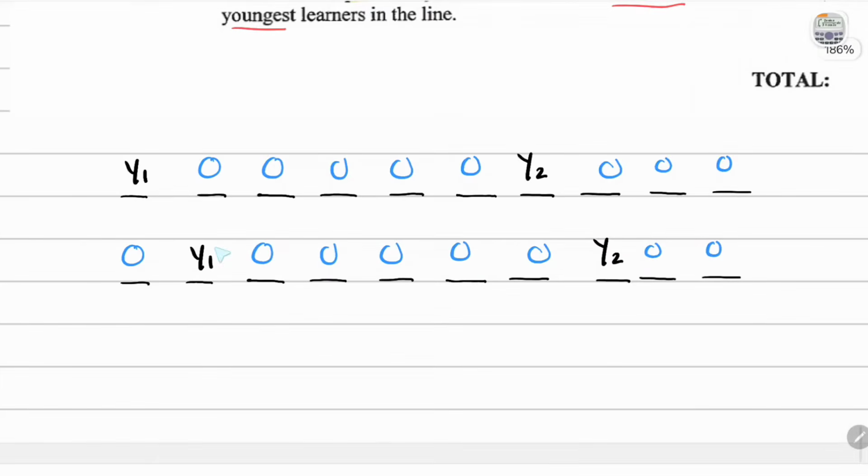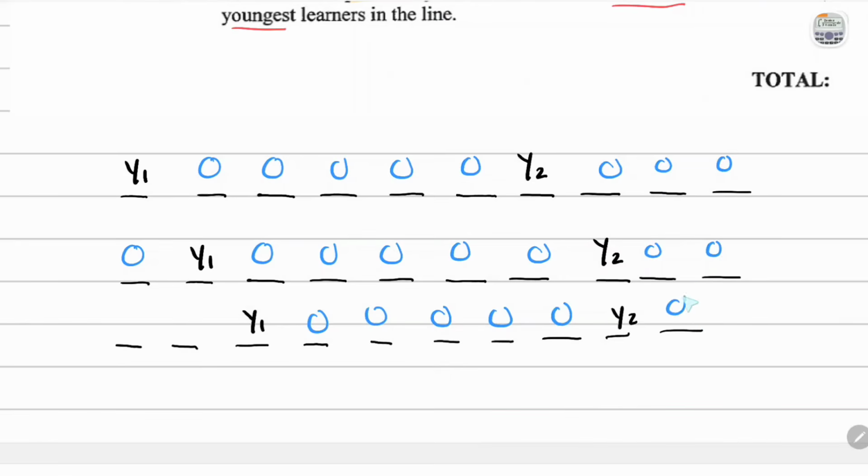And then another way that they could be seated would be where you have 1, 2, 3, and that youngest learner is in the third position, this one of the youngest learners. And then again, you would have 1, 2, 3, 4, 5 places where you have 5 students in between them. And then there is the other younger learner. So see how you had 2 learners behind here? Now you just have 1.